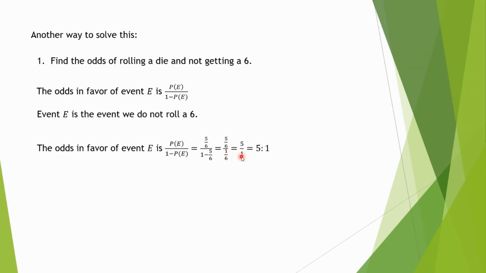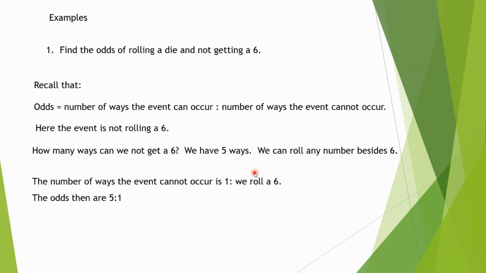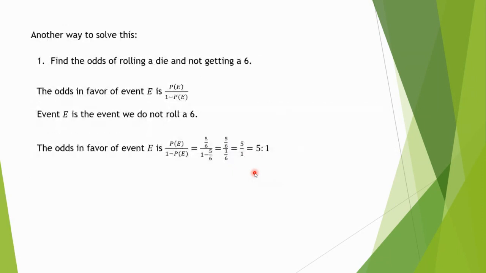So we get 5 over 1, right? Because the 6's cancel. That's an algebra thing I did last time. We have 5 over 1, but we write that as 5 to 1. And of course, that was the same thing as we just saw. So either way, we get the answer as 5 to 1. That's really what we want, so that's a good thing.